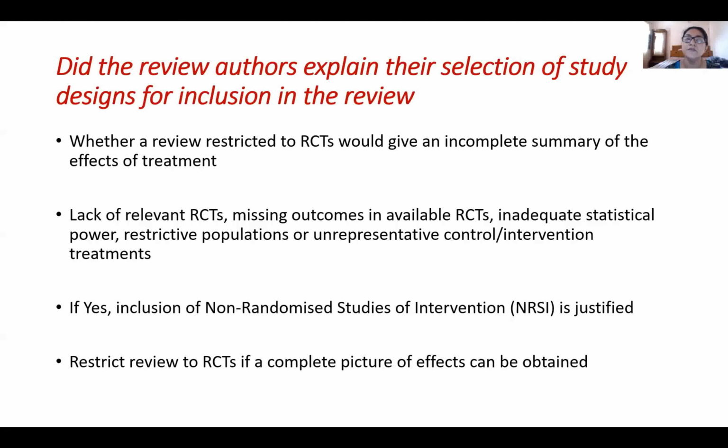The third question is, did the review authors explain their selection of study designs for inclusion in the criteria? So how did they select the studies? It should be seen whether the review has been restricted only to RCTs, and for this, we have to compare with the PICO. We have to see whether, to answer the PICO or the research question, RCTs are sufficient, or the authors should have also included non-randomized studies.